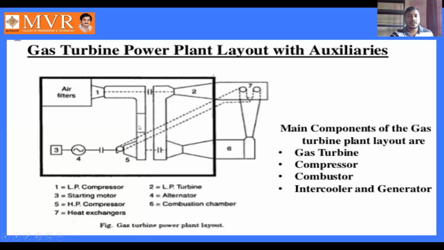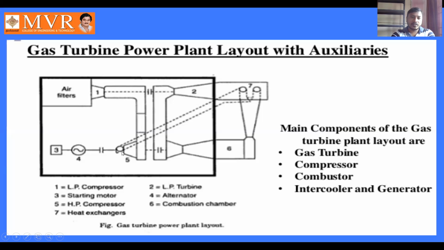Why we use the intercooler: we cool the air coming with high temperature and pressure before it enters the high pressure compressor, to improve the efficiency of the plant. At the high pressure compressor, the air is again raised to high pressure and high temperature, and this is transferred using these dotted lines.